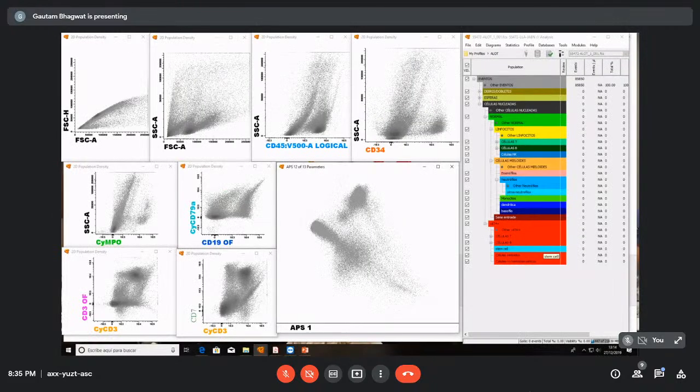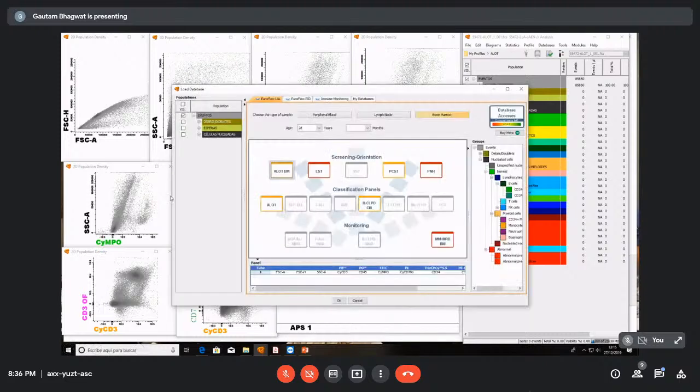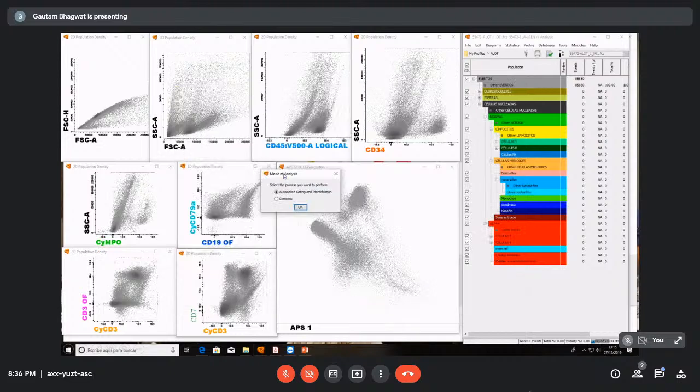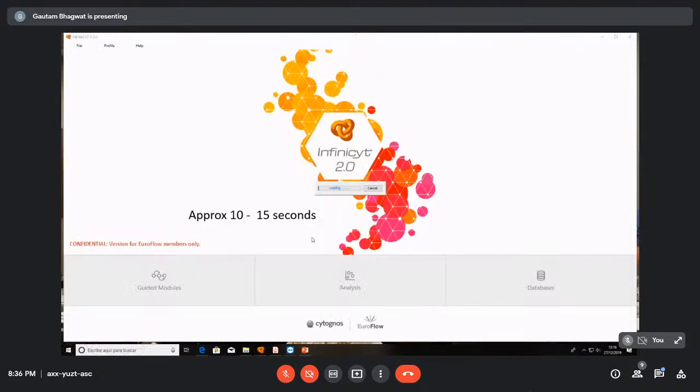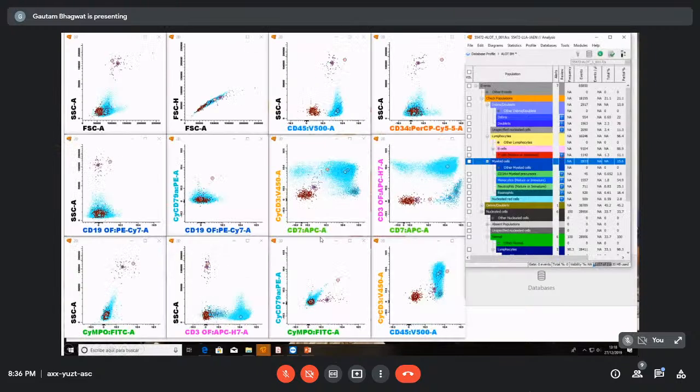I had an opportunity to go to Salamanca in Spain, where I gained and learned a lot. This is one of the cases. This is a plot in which there is no gating, or we have not yet classified the cells. Why I put this here is that with this software, I click on this button, then I click on this button for automated gating and identification. I just click over here. I check whether everything is correct or not. I go to OK. I wait for 10 to 15 seconds. And what I get is that everything is gated and classified by the software.